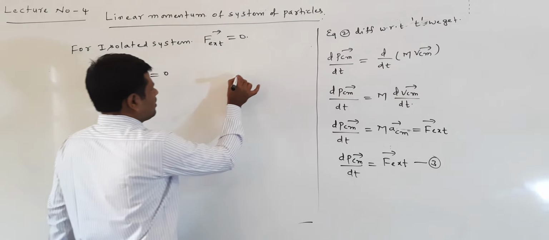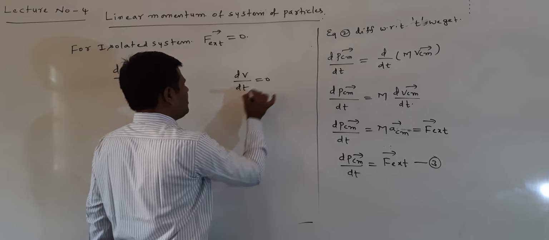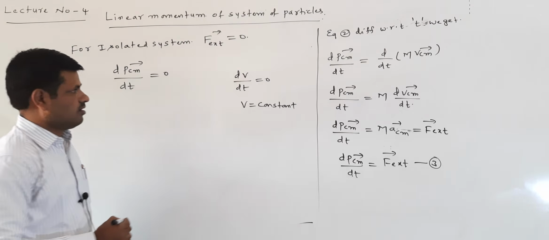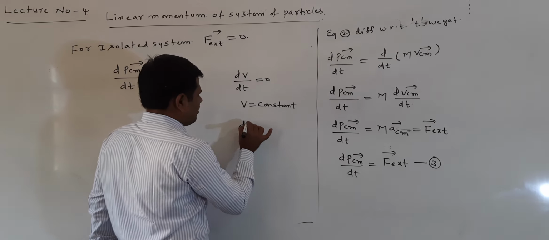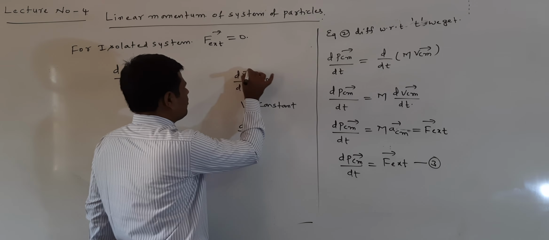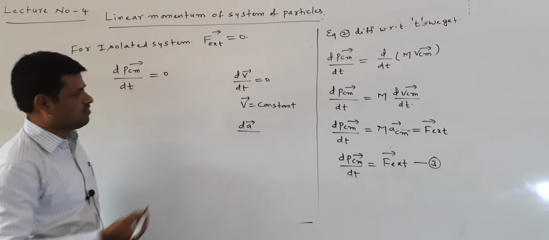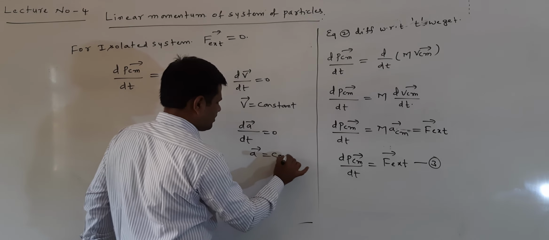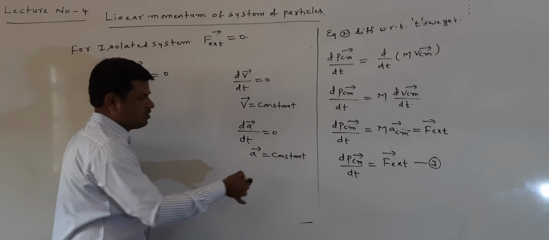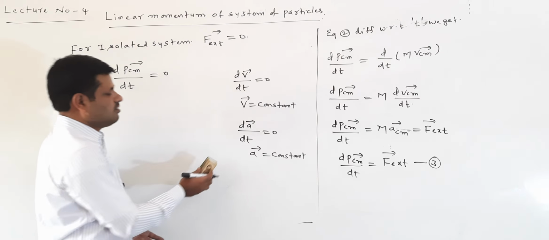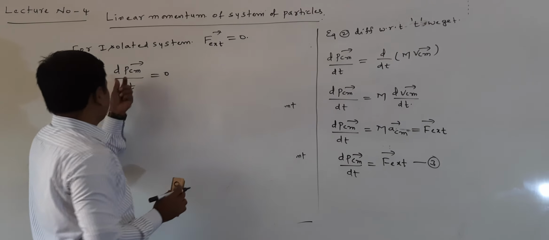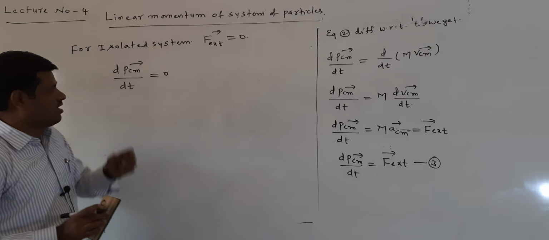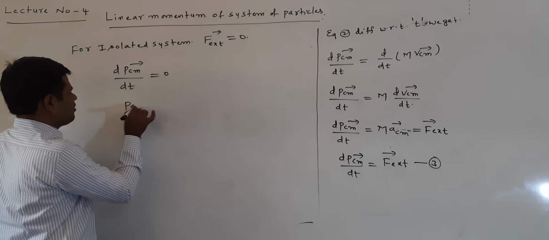We know that dV bar by dt equal to 0 means V bar is equal to constant when integrating on both sides. Similarly, dA bar by dt equal to 0 means A bar equal to constant. Here also, dPcm bar by dt is equal to 0 means Pcm bar is equal to constant.